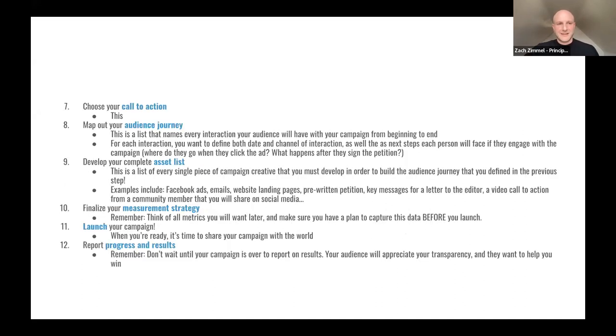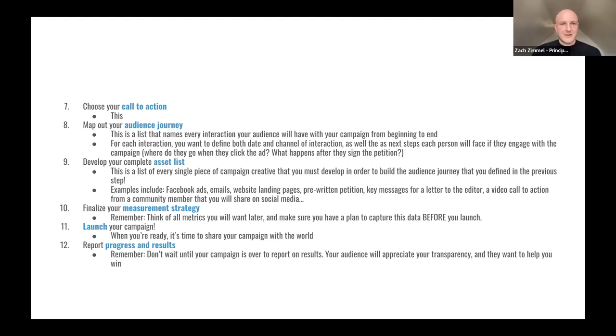target to take. The next one is our call to action. Our call to action is the individual action that we're asking that audience to take to apply pressure on our advocacy target. So that might be the e-petition, the letter to the editor, the tweet storm. Determine what that is.